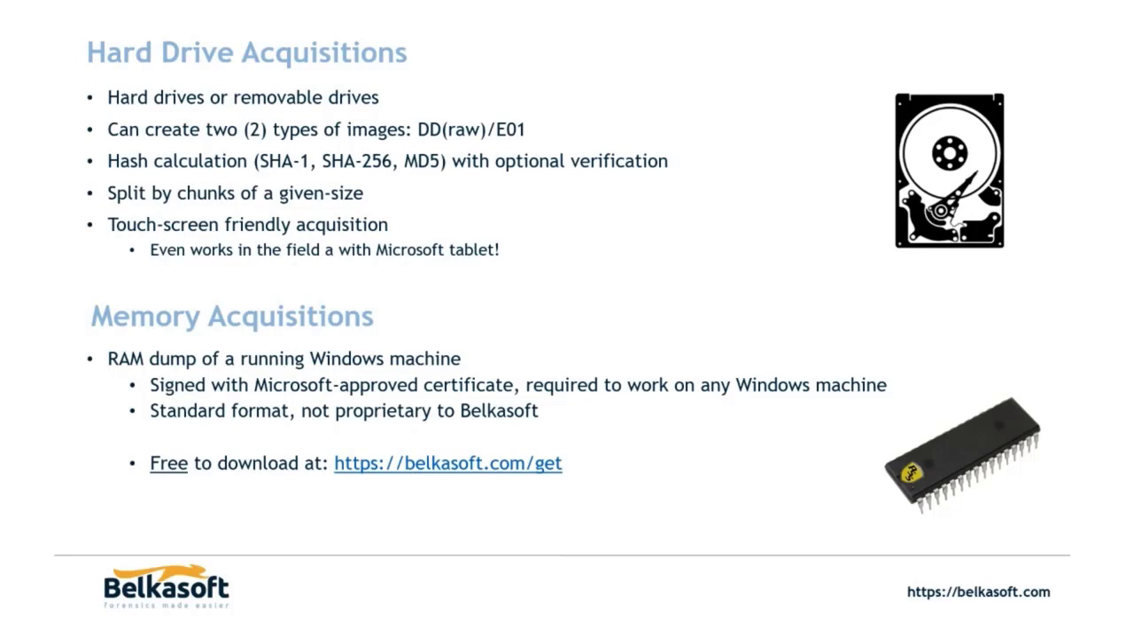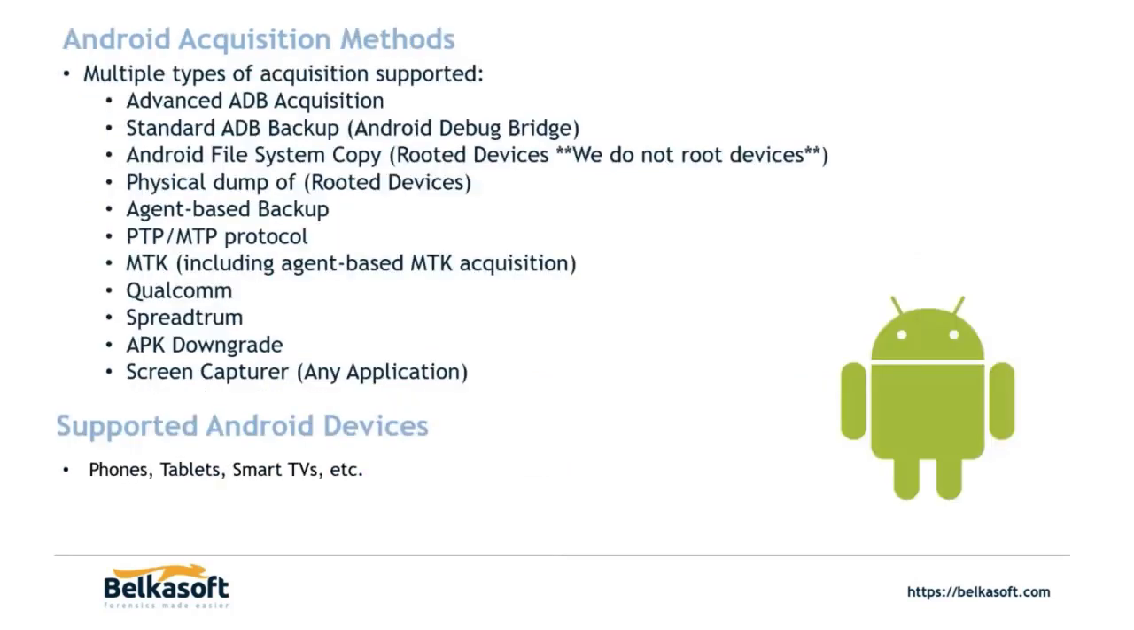Okay, jumping straight into the acquisition methods with Belkasoft X, we will start with the Android mobile devices. So you can see here we have a pretty healthy list of Android acquisition methods. The first one is the advanced ADB acquisition. Now, what makes it advanced? If you look through this list, you'll see a couple acquisition methods that utilize the ADB. So that's going to be your standard ADB backup, your agent-based backup, and your APK downgrade. All three of these methods rely on ADB in order to acquire the device.